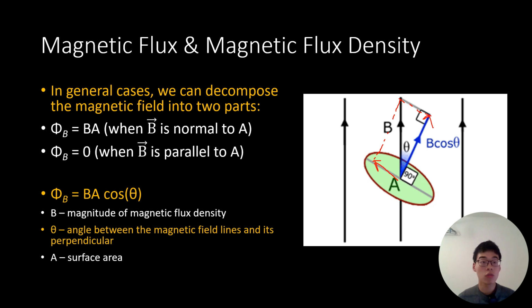Or we can also write it down as another formula, which is BA times cosine theta. So B times this cosine theta, then we have this vertical component, because this is the only component that actually counts. So B times cosine theta, we have the B here, and then we times the area, which is kind of similar to the work done formula before, where theta is the angle between the magnetic field lines and its perpendicular.